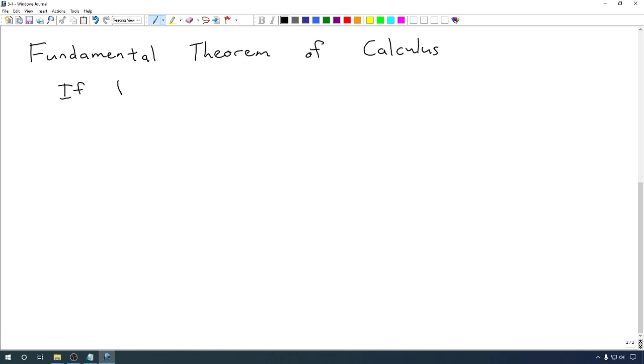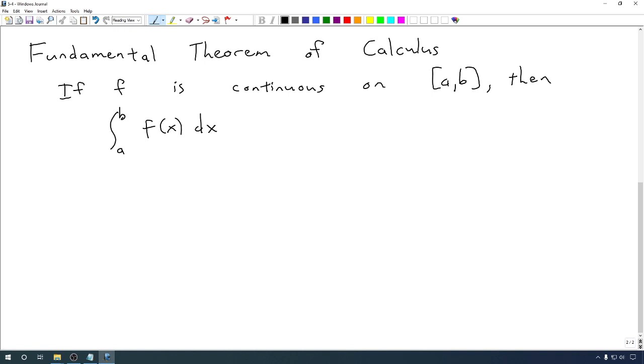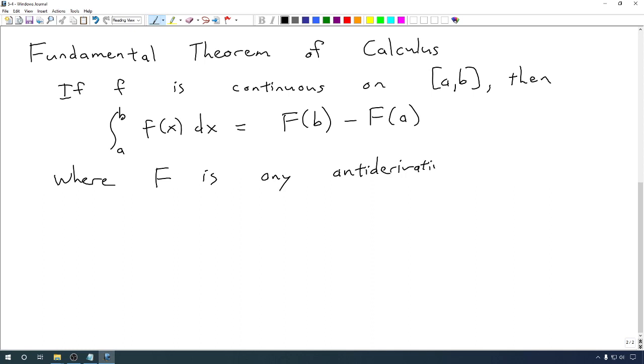This says, if f is continuous on the closed interval [a, b], then the definite integral from a to b of f of x dx is equal to capital F of b minus capital F of a, where this capital F is any antiderivative of little f on the interval. So, in fact, if you can find an antiderivative of a function, you can find the area under the curve, the graph of that function.